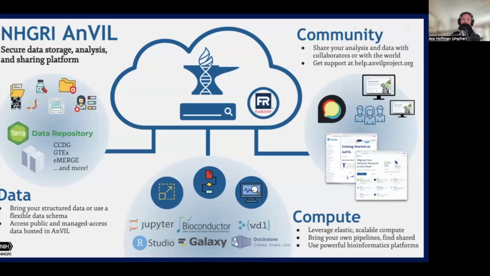We like to think of AnVIL as having three key prongs. First being the data. There's tons of data resources available on AnVIL. The second being compute, meaning that you can launch computing environments in a number of different interfaces and scalability. And then finally, community. We really are very opinionated about being able to share and reproduce analyses as appropriate. So getting your collaborators in on AnVIL and finding support and help at AnVIL Project, help.anvilproject.org are both really important components of AnVIL.